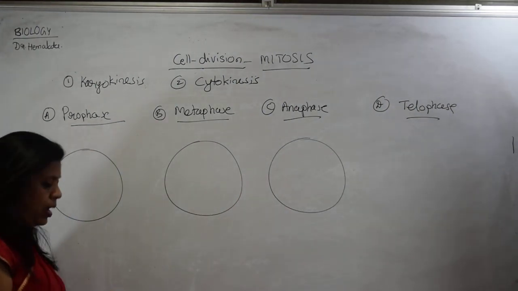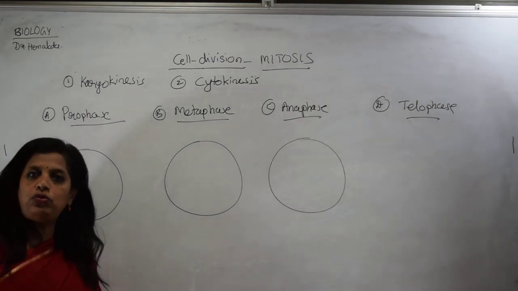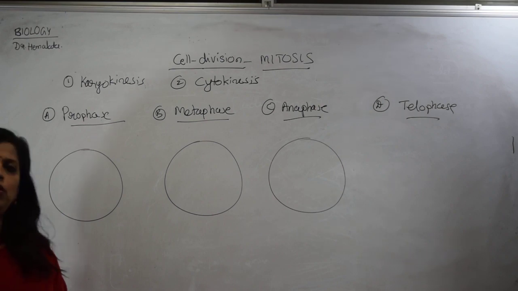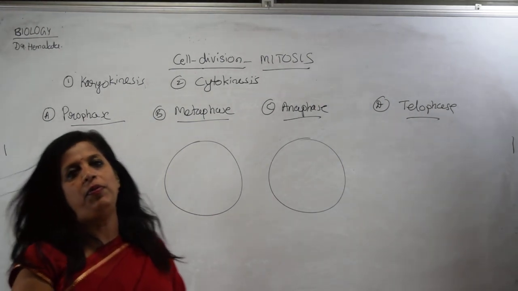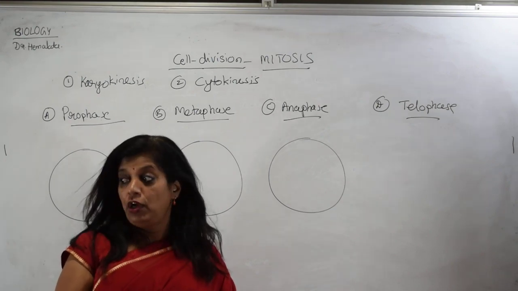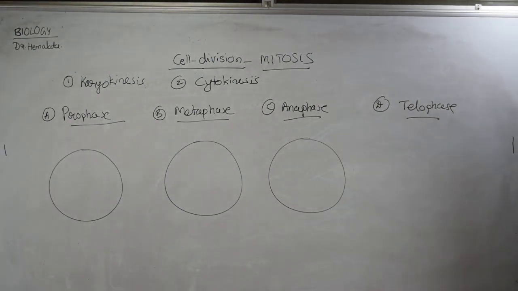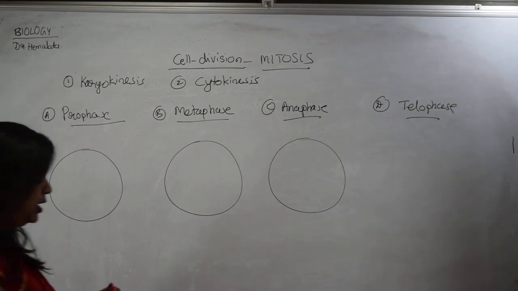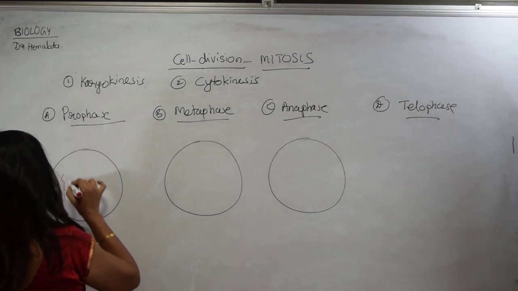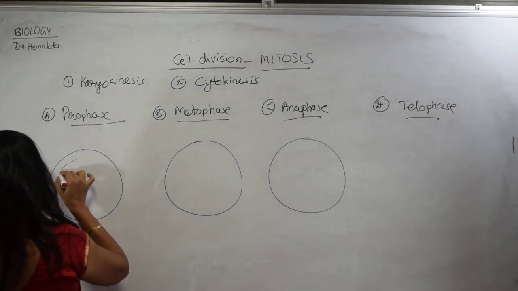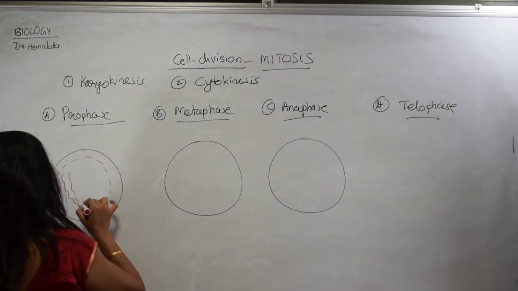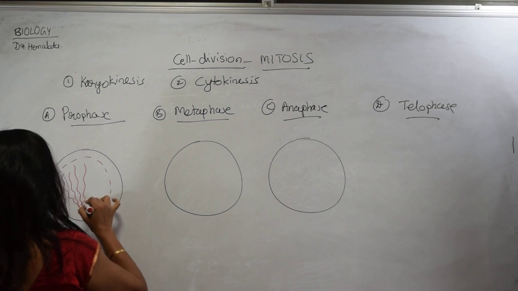Now, what will happen in prophase? The chromosome or chromatin from the interphase time will be diffused like chromatin. It will not have proper thread-like chromosomal structures. Now the chromosomal structure begins to appear clearly. You can see some thread-like structures, and in prophase you have the cell membrane and the nuclear membrane, and the chromosomes are appearing a little clear.